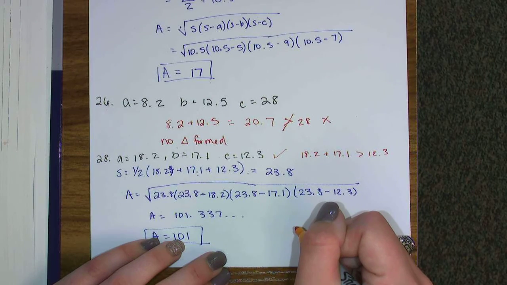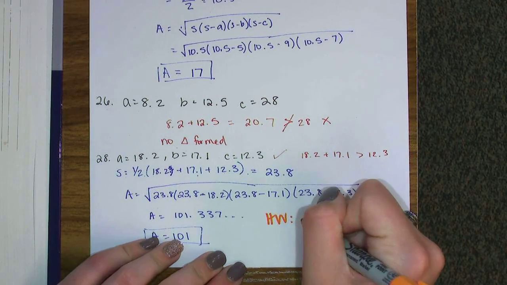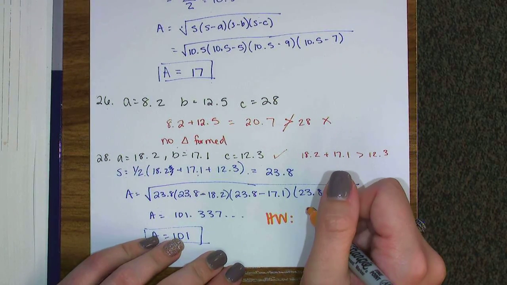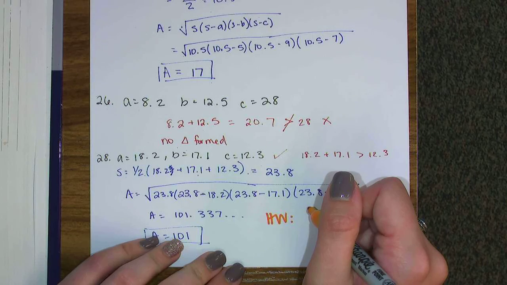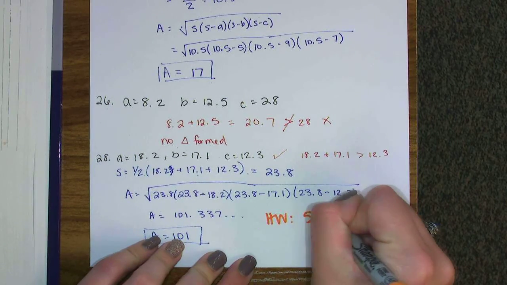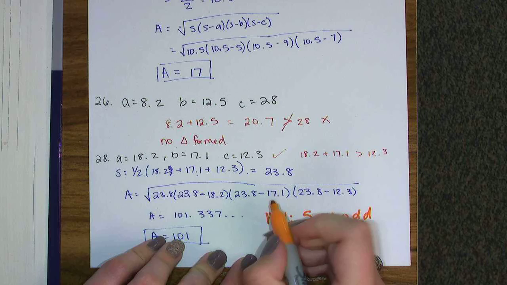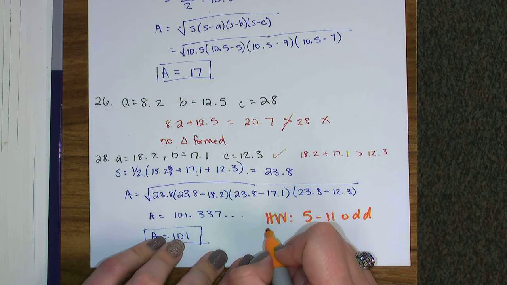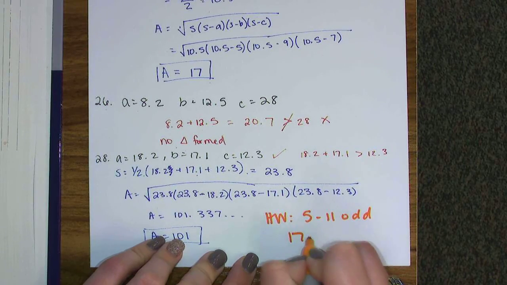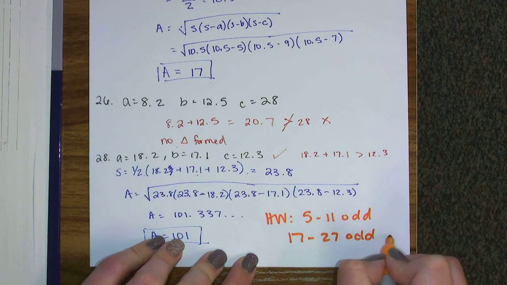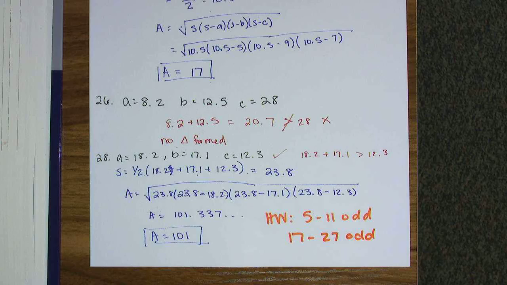So your homework is going to be five through 11 odd, and then 17 through 27 odd. Okay, these ones are just area problems, and they should be pretty easy. Okay, and I did take out the law of signs problems that were in there.